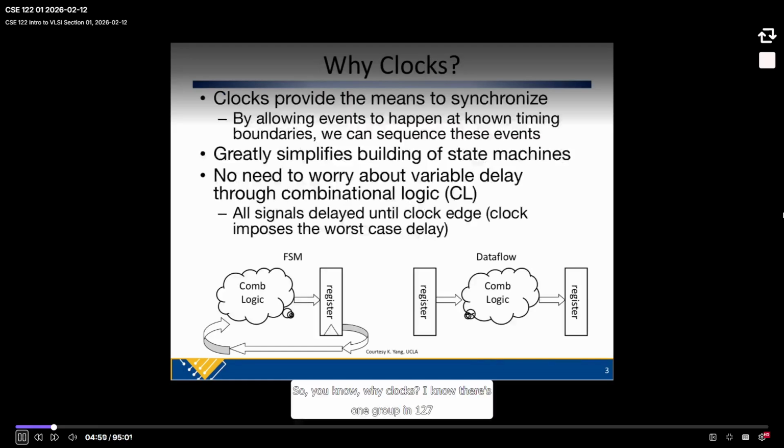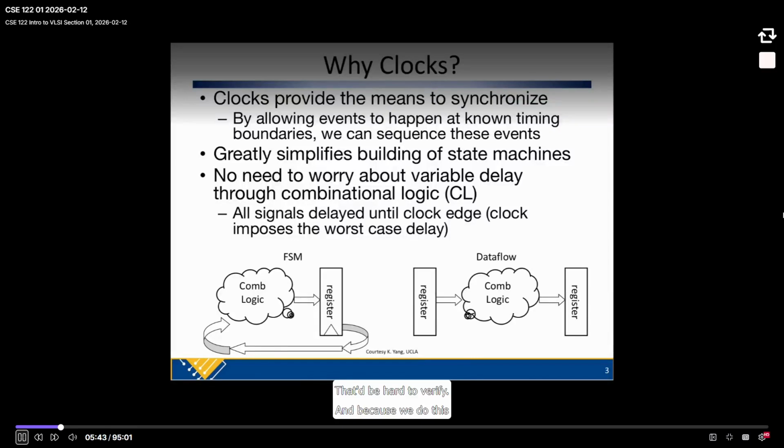So, why clocks? I know there's one group in 127 that's talking about doing asynchronous design without clocks, because clocks are the problem with all design, right? They can make or break a chip, basically. But the real reason is it's easy to understand synchronous design, because you're taking time and dividing it up into clock periods, and then it's a discrete thing, right? You just do one clock period, do another clock period, and certain things happen in a clock period. When you do this at known event frequencies, it simplifies the problem of building state machines. Imagine if you had to think about a state machine that could transition states at any time when any input signal changes. That'd be hard to verify.